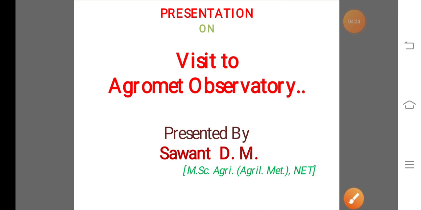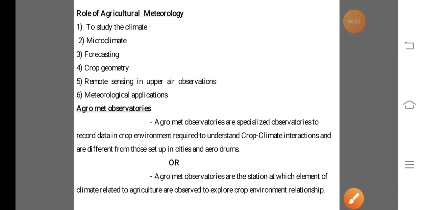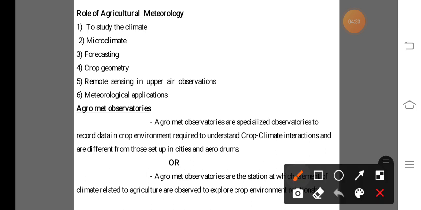So first, before studying this exercise on the visit to agrometeorological observatory, we discuss the role of agricultural meteorology. In the theory lecture we already studied the scope and importance of agricultural meteorology. In this lecture we enlist the role, that means scope and importance of agrometeorology or agricultural meteorology, and after that we discuss our practical exercise. So first, the role of agricultural meteorology.